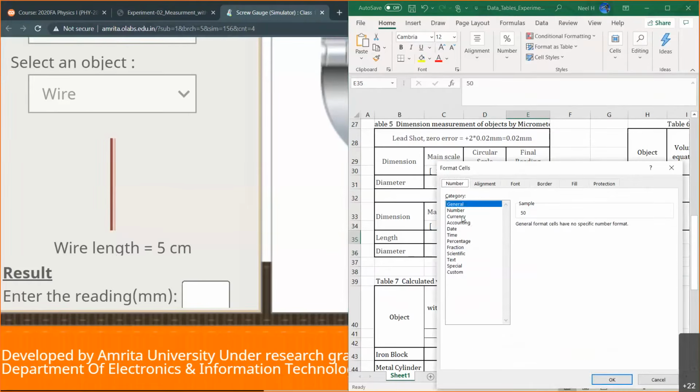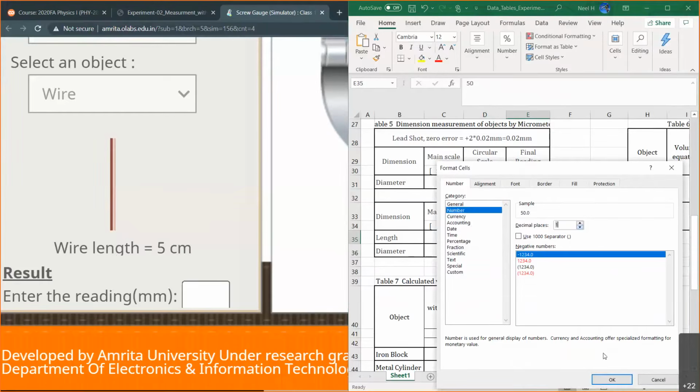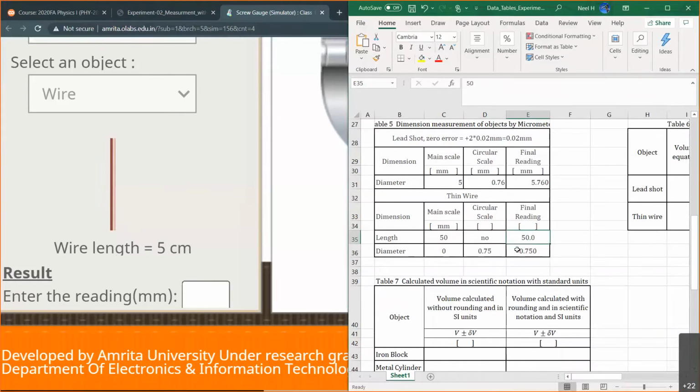The reason is, if I measure that by meter ruler, I should have 1 decimal place in millimeters. Okay, then let's add the units also, all of these in millimeters. Let's write it down. The length is measured in meter ruler and the diameter is the only one measured in micrometer screw gauge.